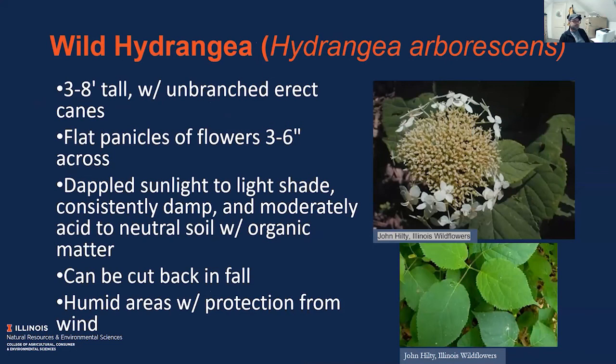Up next, we have the wild hydrangea. So this is kind of a smaller statured shrub, generally 3 to 8 feet with unbranched canes. And it has these really cool flower structures in these flat panicles, if you've ever come across them. It prefers dappled sunlight and light shade and consistently damp to moderately acid to neutral soil with organic matter.